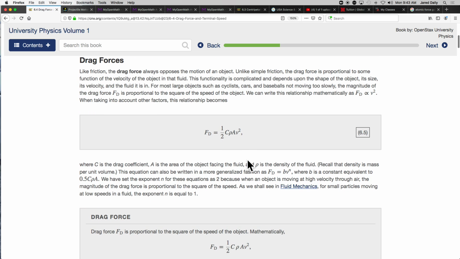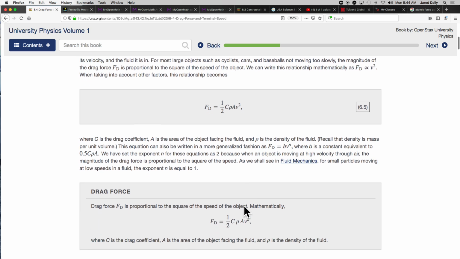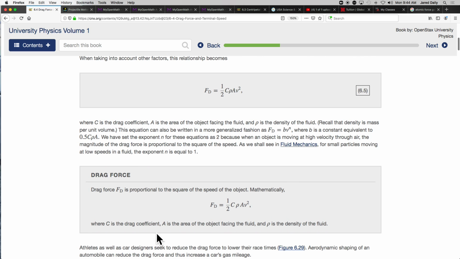And they have a more generalized version here, v to the n, because this v squared thing is not the whole picture. It's most of the picture, it's not the whole picture. And in fact, this can be generalized even more as a series. But anyway, we have multiple terms. So anyway, this is your drag.